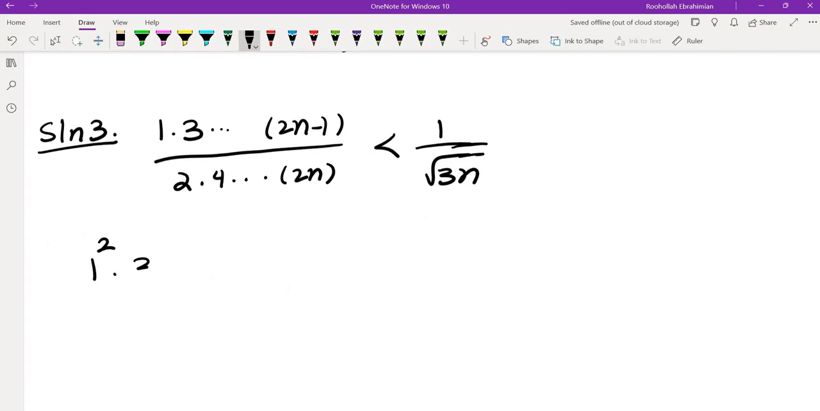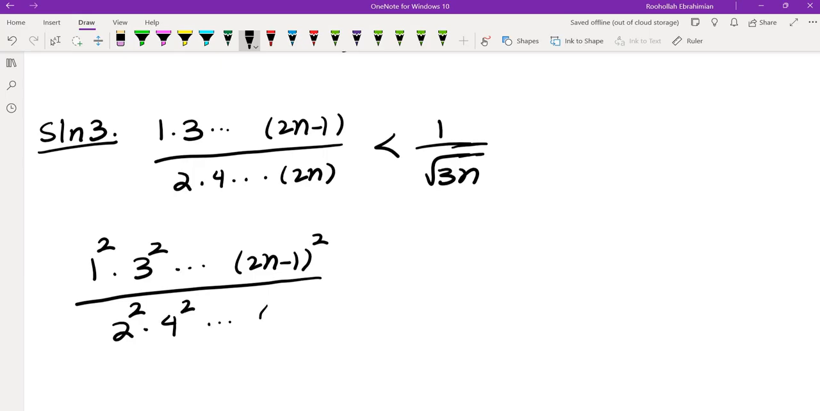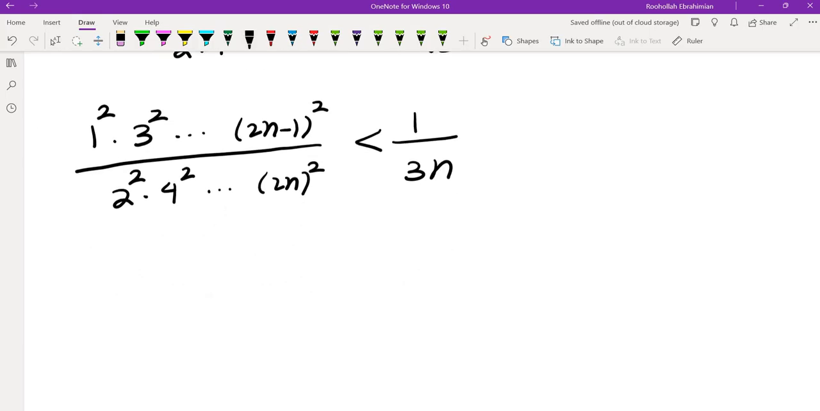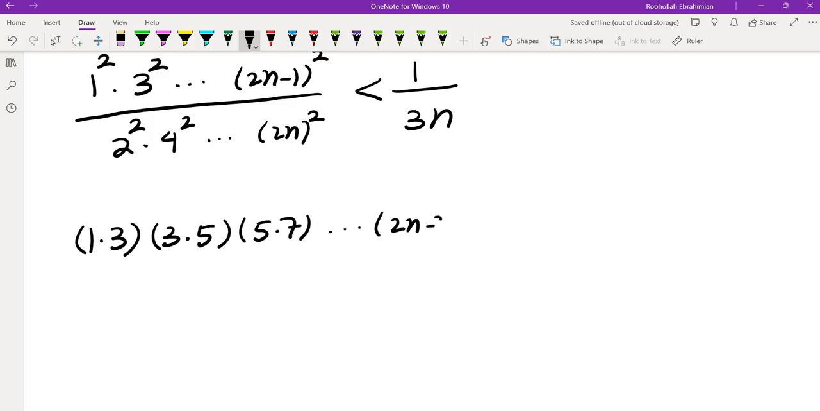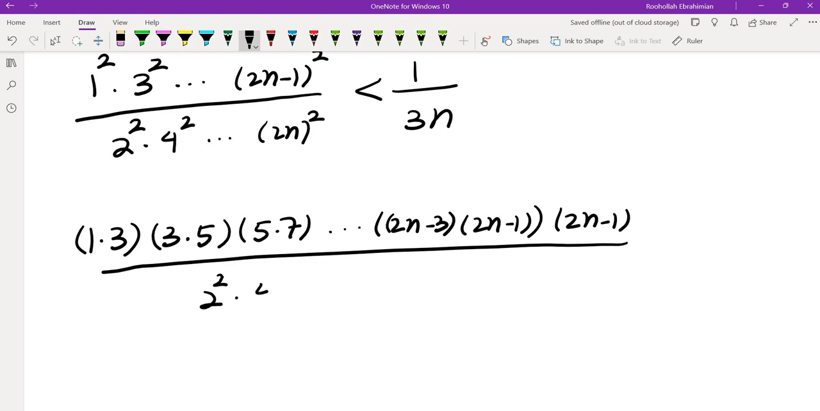We are going to get 1 squared, 3 squared, all the way to 2n minus 1 squared, over 2 squared, 4 squared, all the way to 2n squared. It's less than 1 over 3n. Now here's the tricky part. If you look at the numerator, we can pair up these numbers. We get 1 times 3, 3 times 5, 5 times 7, all the way to 2n minus 3 times 2n minus 1, and we are left with a 2n minus 1. Over 2 squared, 4 squared, all the way to 2n squared.